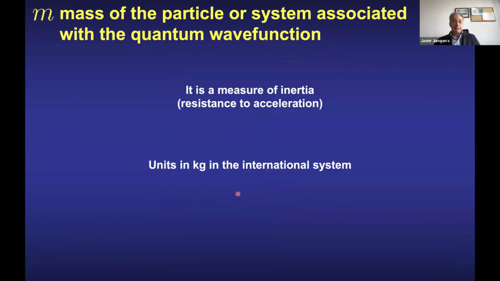Then another ingredient is the mass of the particle or the system associated with the quantum wave function.